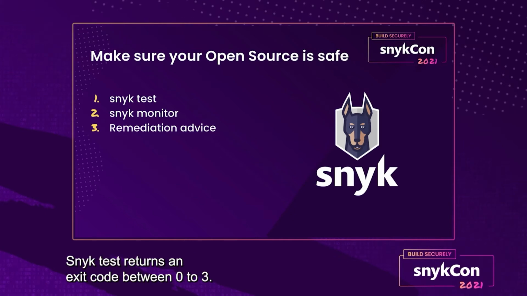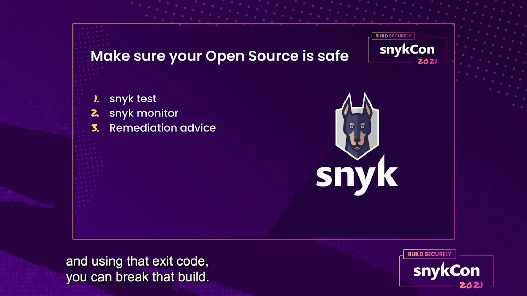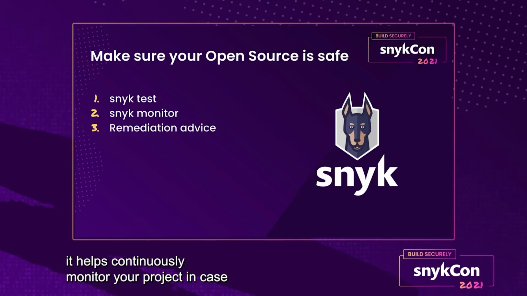Snyk test returns an exit code between 0 to 3. If it's 0, it means no vulnerabilities were found and you're good to go. If it's 1, 2, or 3, it means there's issues, and using that exit code, you can break that build. And if you don't want to break the build, that's fine. You can use Snyk Monitor, and as the name suggests, it helps continuously monitor your project in case new vulnerabilities are found later on.